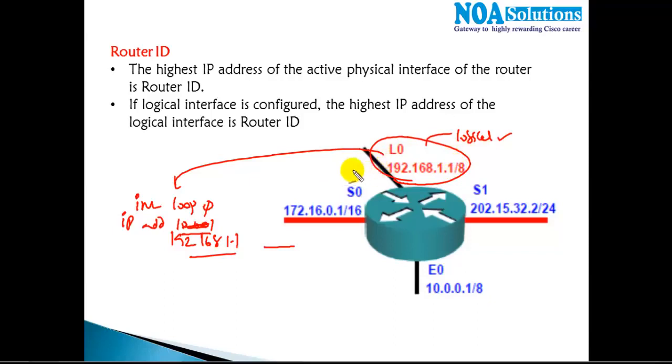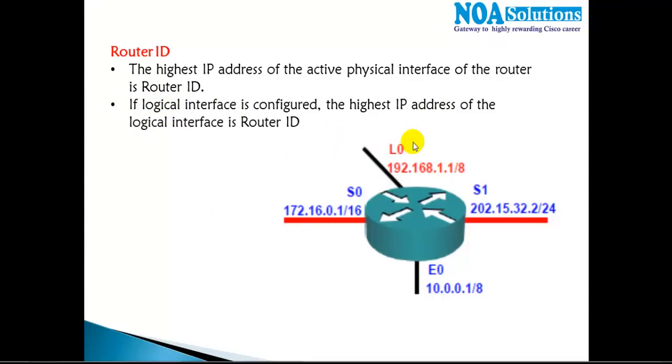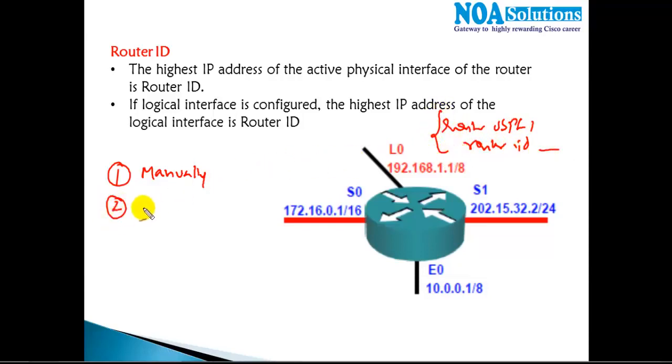So in case a loopback interface or a logical interface is configured, then it's going to take the highest IP of the loopback interface. Which means the first preference will be given to the manual router ID. I'll come to that. Either you can set the router ID manually, there is one option. There is a command, router ospf 1 and then router-id, something like that. We can give the manual router ID with that command. If I don't give a manual router ID, by default it will take the highest IP of the loopback interface.